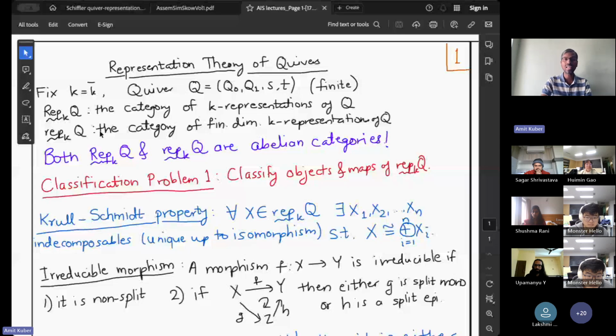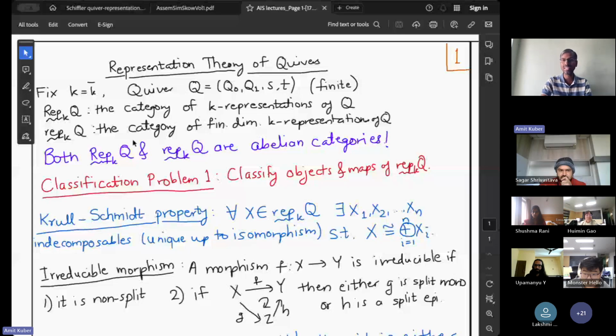Both of these are actually abelian categories. Now, if you have never seen the definition of an abelian category, it simply means that finite direct sums are allowed, and kernels and co-kernels of all morphisms exist. And if a certain morphism is injective, then it is a kernel of its co-kernel, and if a certain morphism is surjective, then it is the co-kernel of its kernel. Something as simple as that.